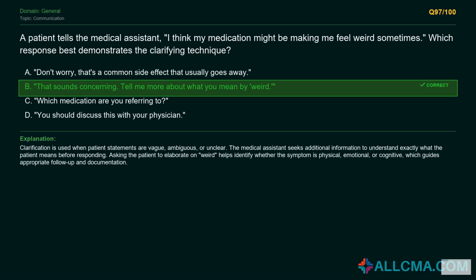The correct answer is B. Clarification is used when patient statements are vague, ambiguous, or unclear. The medical assistant seeks additional information to understand exactly what the patient means before responding. Asking the patient to elaborate on "weird" helps identify whether the symptom is physical, emotional, or cognitive, which guides appropriate follow-up and documentation.